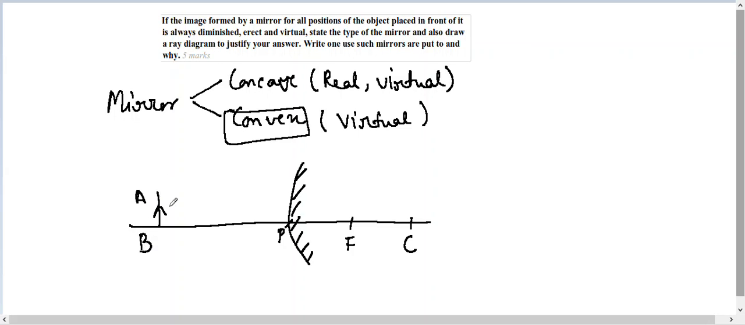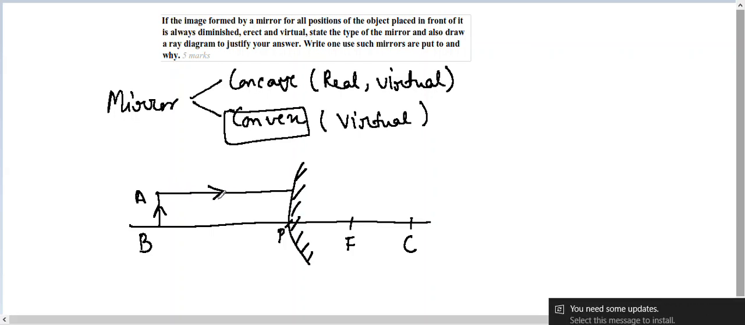Alright, so let's start with our ray diagram. So first of all, let's just take a ray which is parallel to the principal axis. Now, it being a diverging mirror, therefore the ray is going to diverge. And we know that it is going to meet at the focus. So here is our focus.